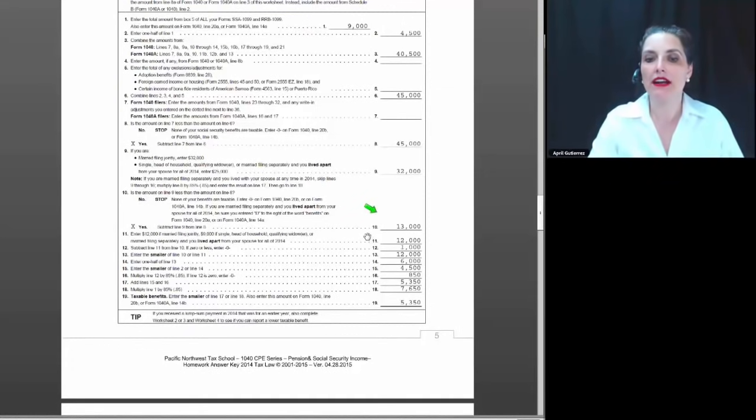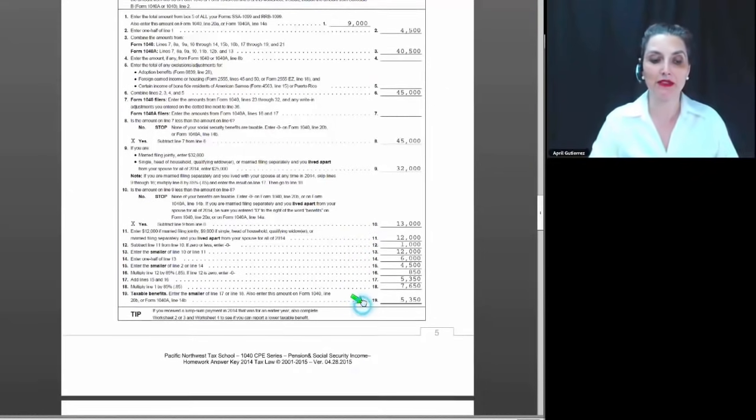And then we subtract 12,000 from 13,000 to get $1,000. The next step is to take that $12,000, divide it by 2, and we get $6,000. And then the instructions for the form say, take the smaller of line 14 or line 2. And in this case, line 2 is a smaller number, so we take $4,500. And then we take 85% of $1,000, add that to the $4,500, and when we do that, we get $5,350, and that is the taxable amount of the benefits.